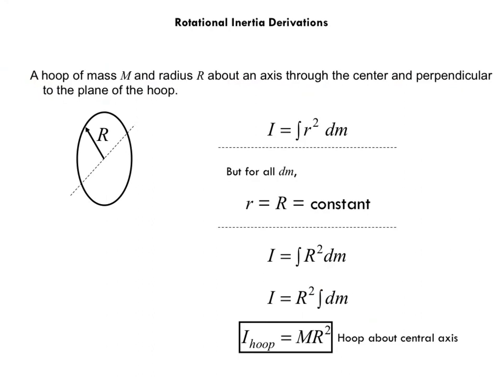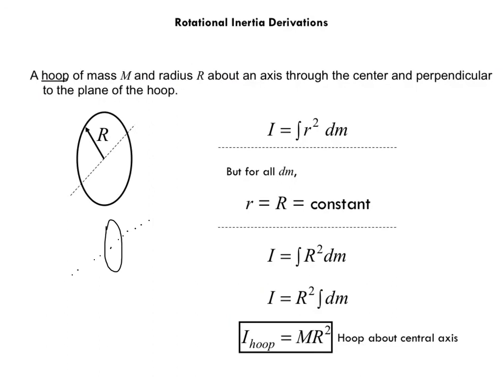Here it says a hoop of mass m and radius r. So we're talking about a very thin hoop with no mass along the inside that is rotating about an axis through the center perpendicular to the plane of the hoop. So the picture doesn't really describe it all that well. It's coming out towards the center, like this.